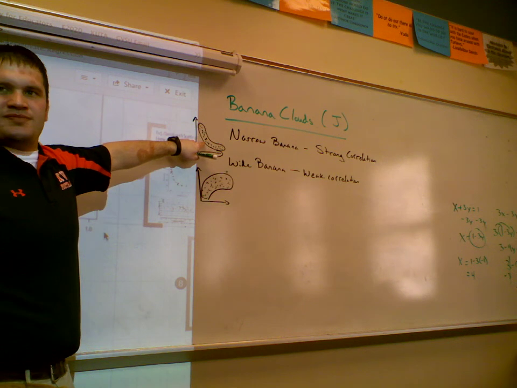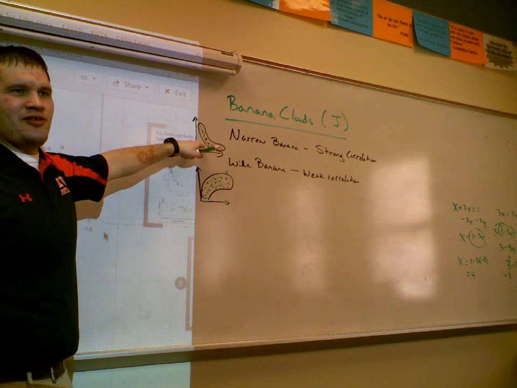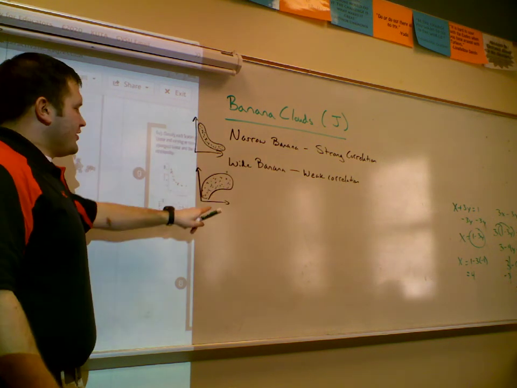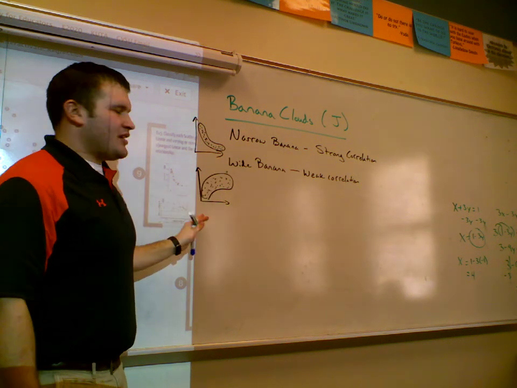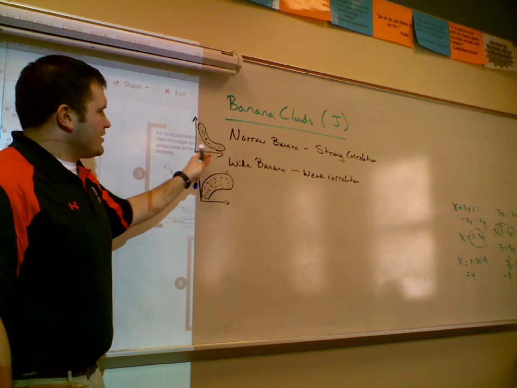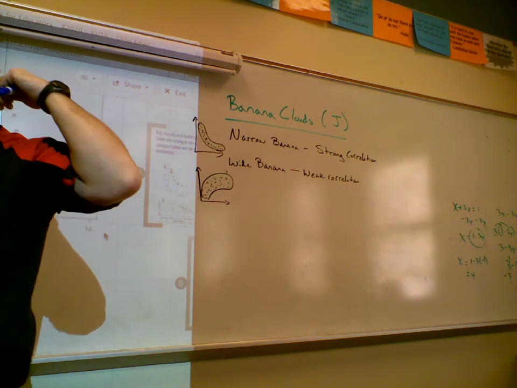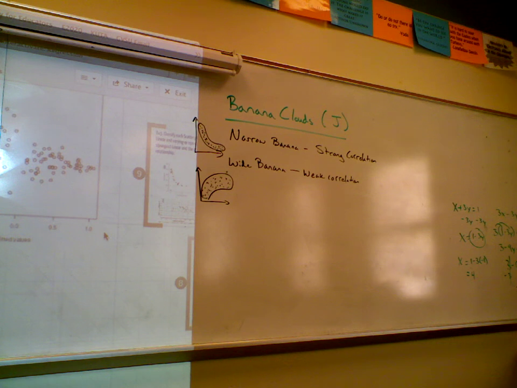What do you think? Negative. That'd be a negative correlation because we're decreasing, right? This one would be a positive correlation because we're increasing. As x goes up, y goes up. As x goes up, y goes down. Okay. So we can still have positive and negative with banana clouds. Okay. Does that make sense?